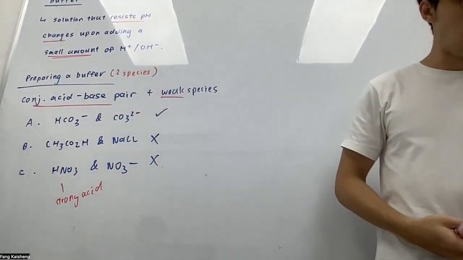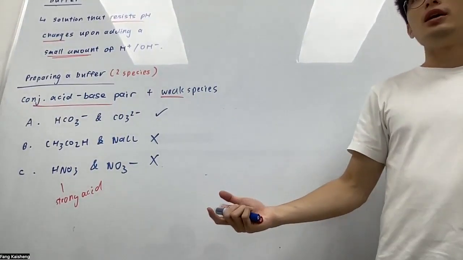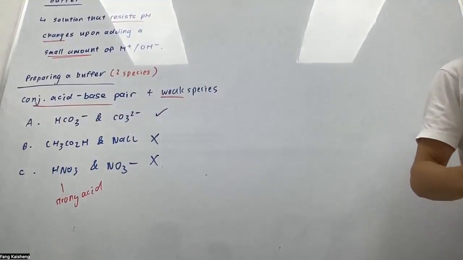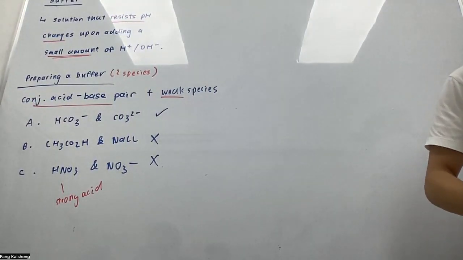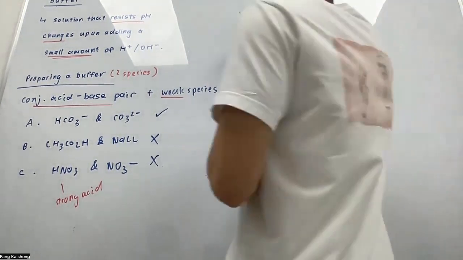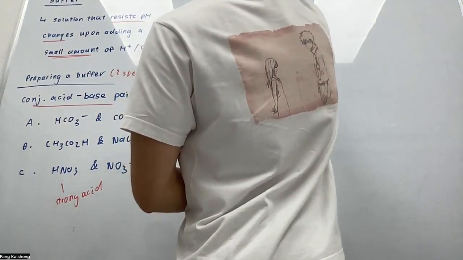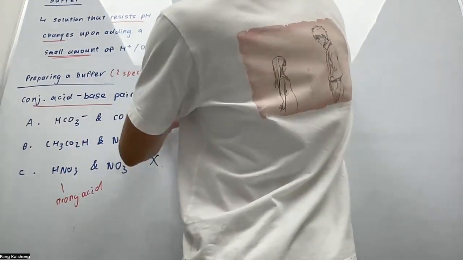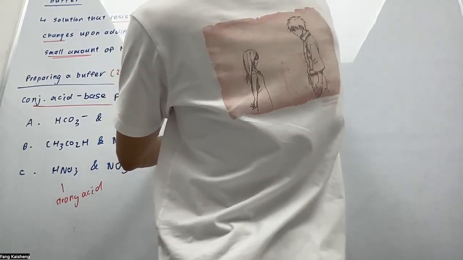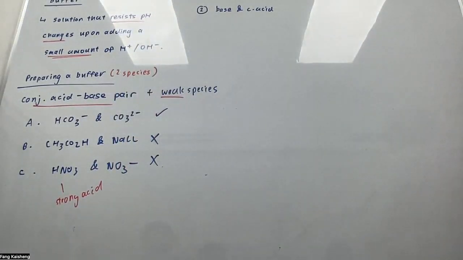Now let's quickly move on to page 30. Guys, how do you prepare a buffer then? You just need to add the two species into the same mixture, correct? The first two methods on page 30 are straightforward. I'm mainly going to talk about the third point. You can take an acid and mix it with its conjugate base, assuming they're all weak, by the way. You can take a base and mix it with its conjugate acid. Now I'm going to mention the examples.